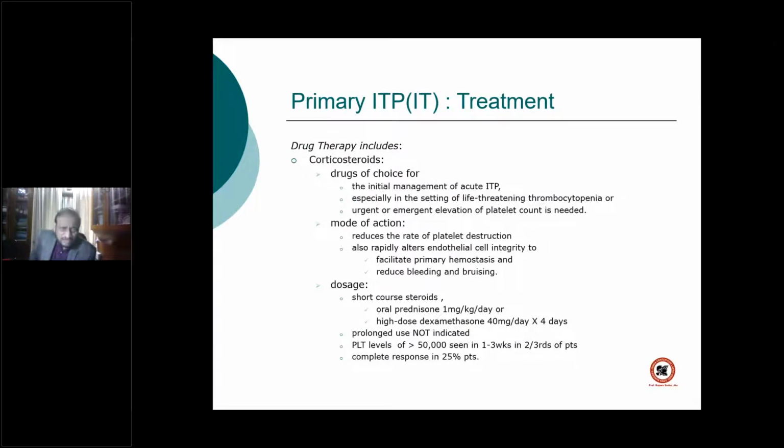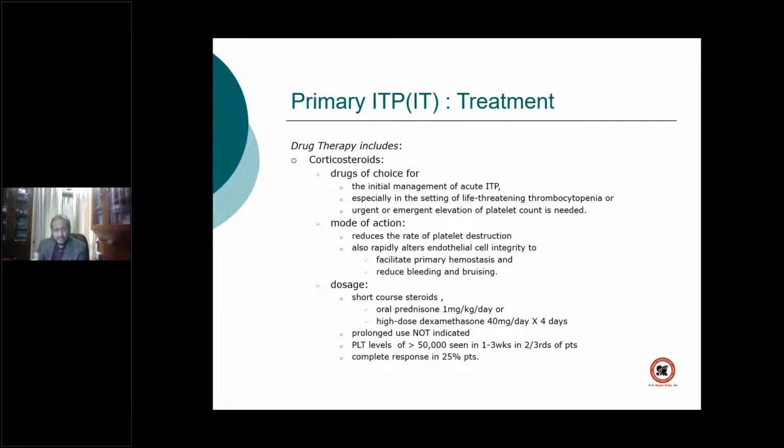Steroids are the mainstay of initial management of any acute ITP, especially in the setting of a life-threatening thrombocytopenia or an urgent or emergent elevation of platelet count required. Like for example, let's say a patient of ITP comes to you with strangulated hernia. Now you have to operate on this patient. Why? You can't leave a strangulated hernia just like that. This patient is going to develop gangrene of the bowel and land into septic shock. So you have to treat this patient and you require an urgent elevation. So this is a group of patients where we require steroid therapy.